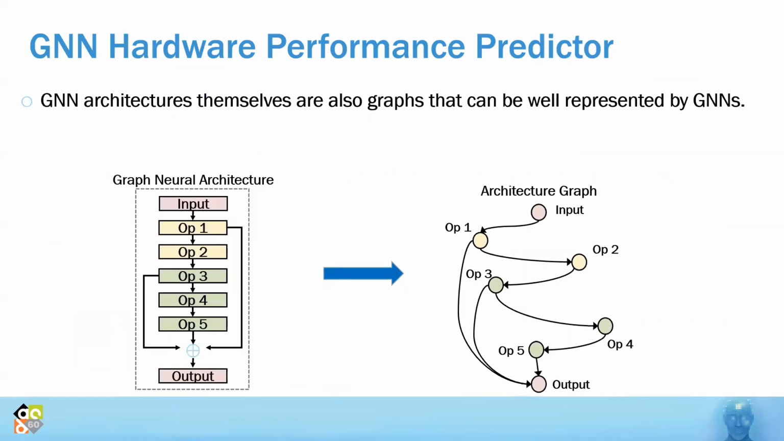To meet the efficiency requirement on targeted devices, we built a GNN hardware performance predictor that can efficiently learn the relationship between GNN architectures and hardware efficiency. We suppose that GNN architectures themselves are also graphs that can be well represented by GNNs. Such a concept is put to good use by drawing on the idea of using GNNs to perceive GNNs. Therefore, HGNAS can effectively perceive the efficiency of GNN candidates through a well-polished GNN-based predictor.